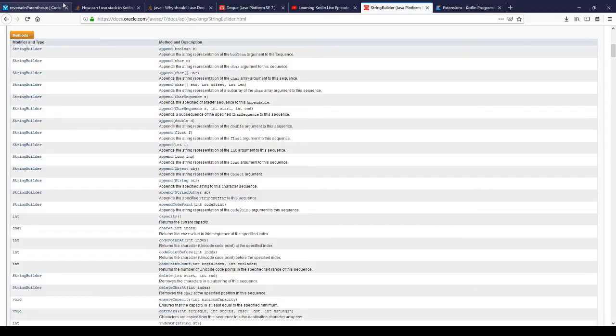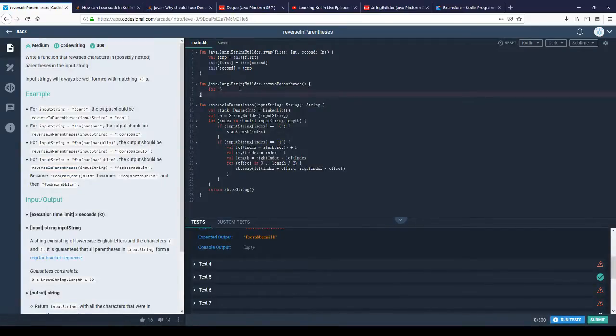So val index equals this dot length. Yeah, length. Usually we... this is something I'm interested in as well. The length in Java is a function, so I'm wondering if that would become a property in Kotlin.